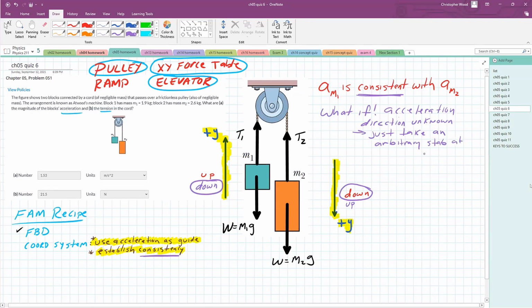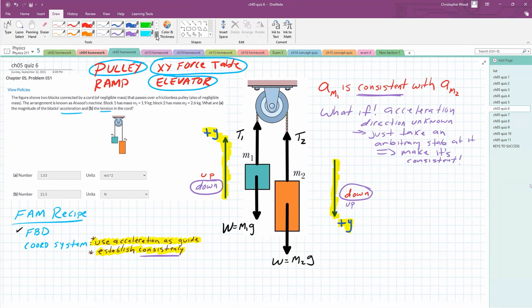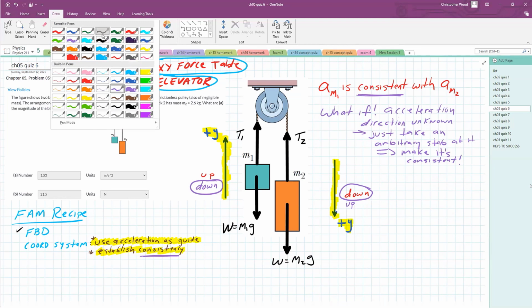As long as it's consistent. So make sure whatever you do, it's consistent, and hopefully you understand what consistent means. Block 2 cannot move down while block 1 is also moving down. That would be inconsistent. So there you go. That's the coordinate system. That's a big subtopic to cover.